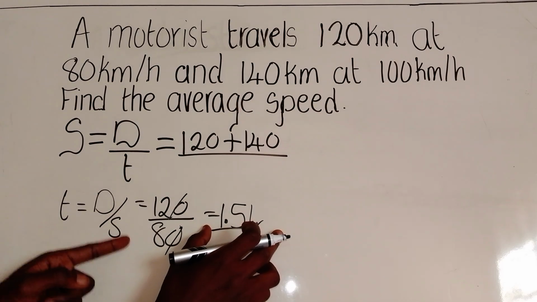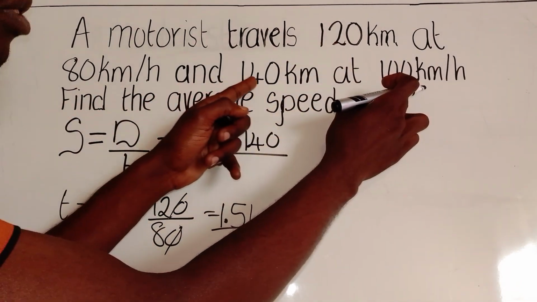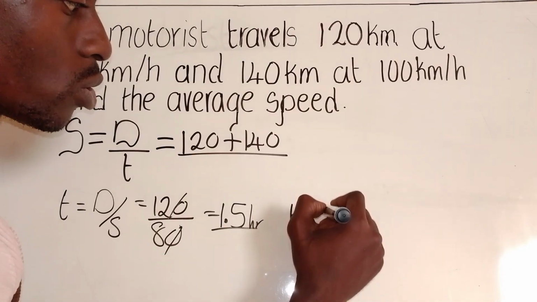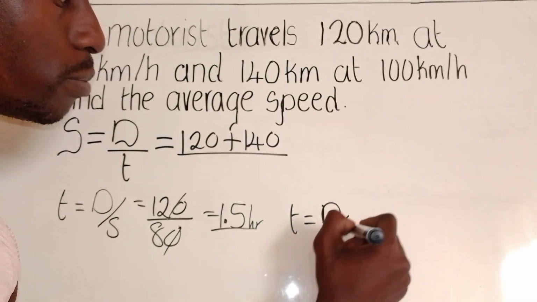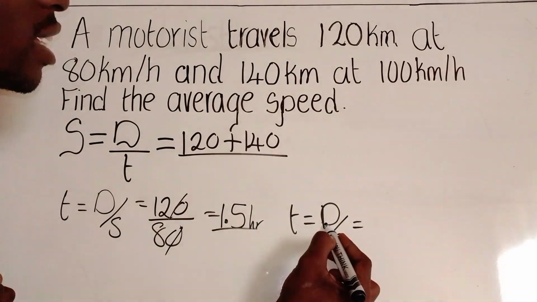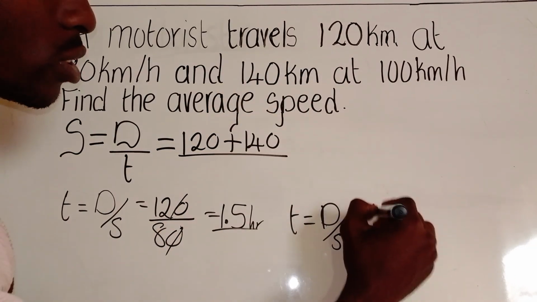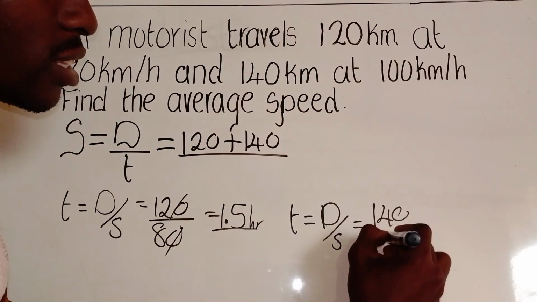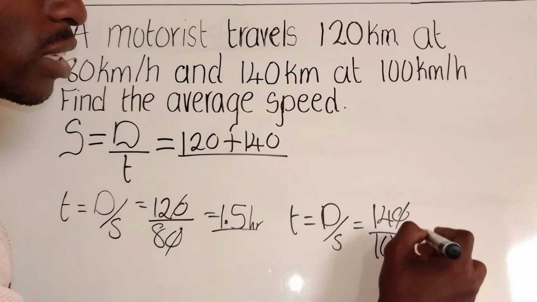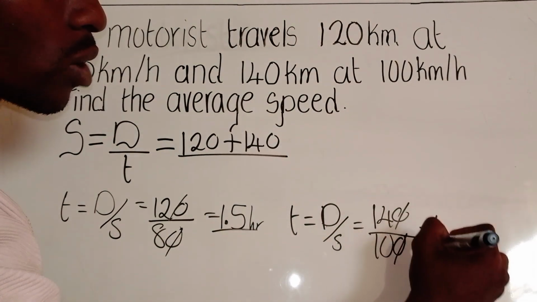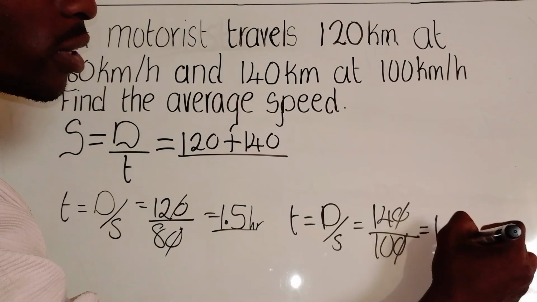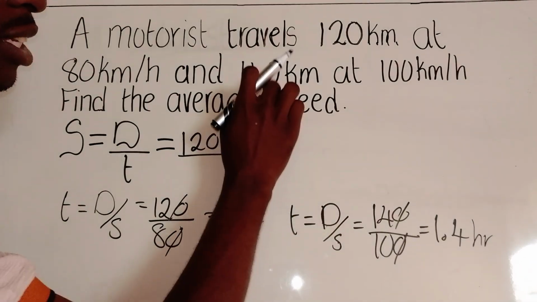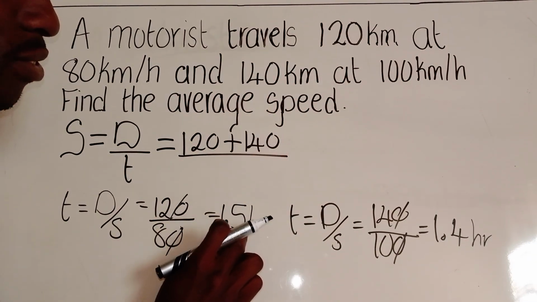Now, this was the time for this trip. How about for this one? Again, you do the same. You say time is equal to distance over speed. Okay? What is the distance there? This one, 140. How about the speed? It is 100, like this. So you cancel. So now 10 into this one, 1.4.